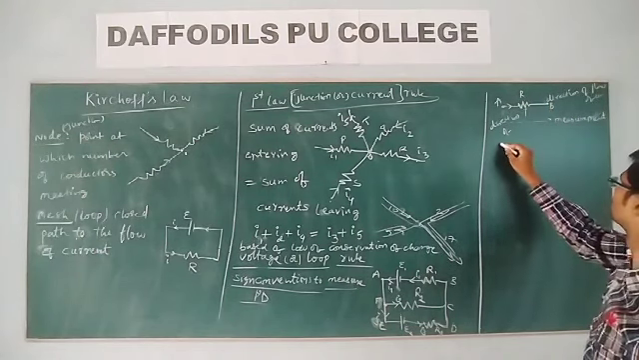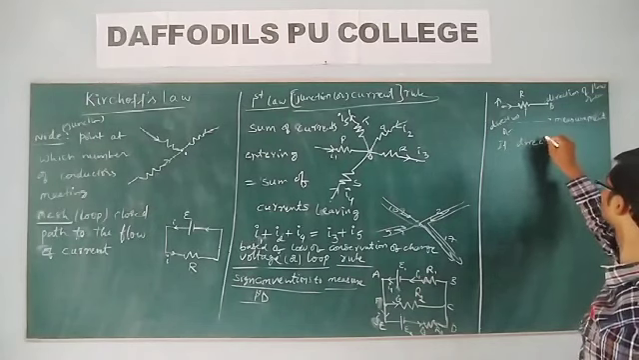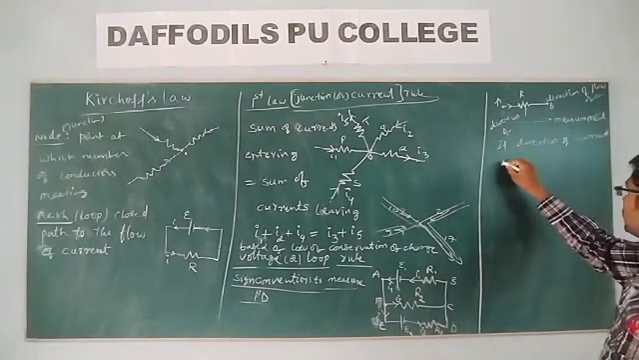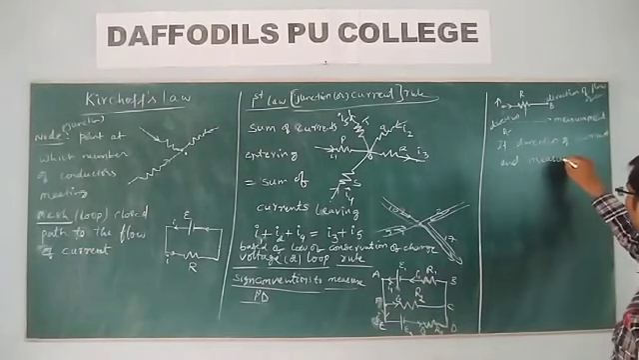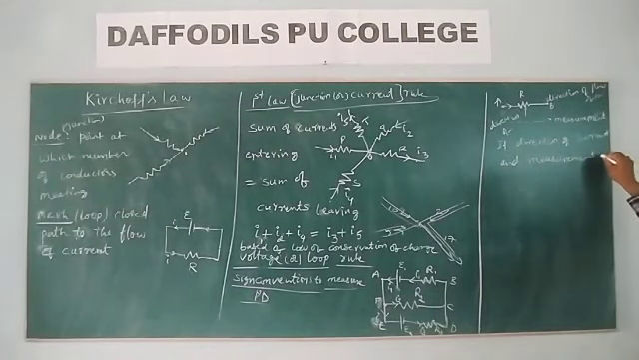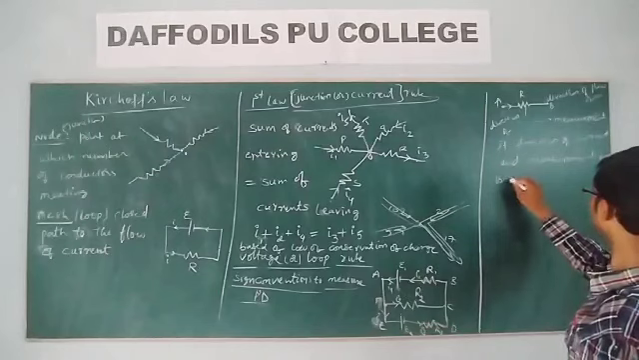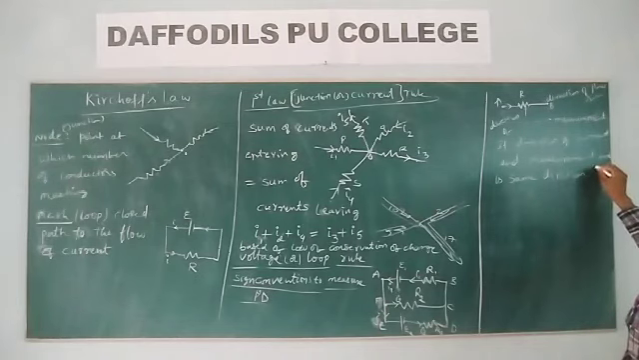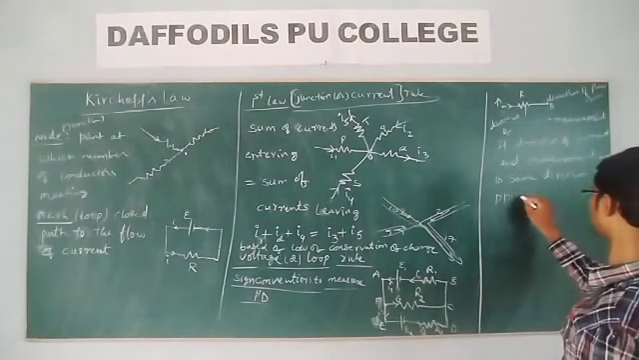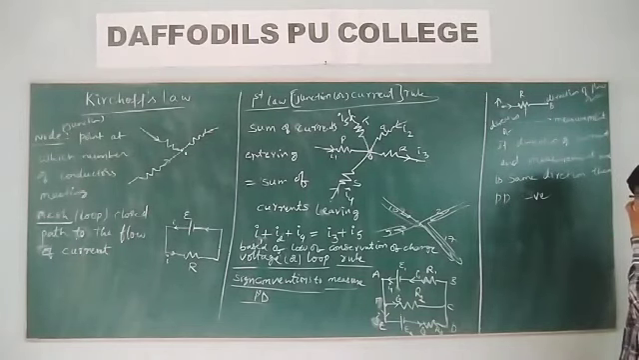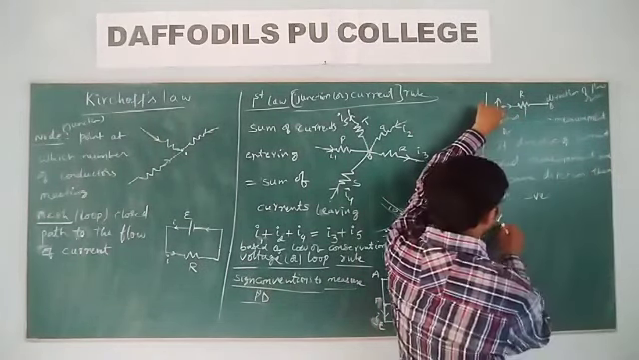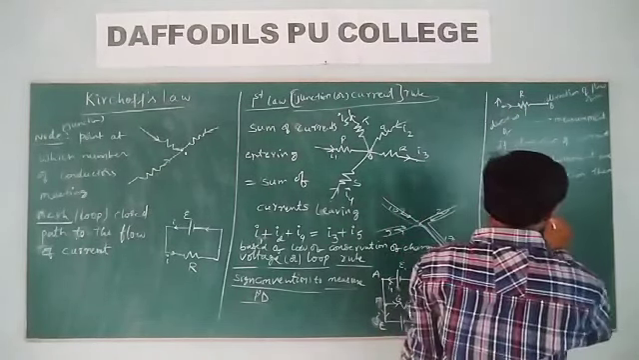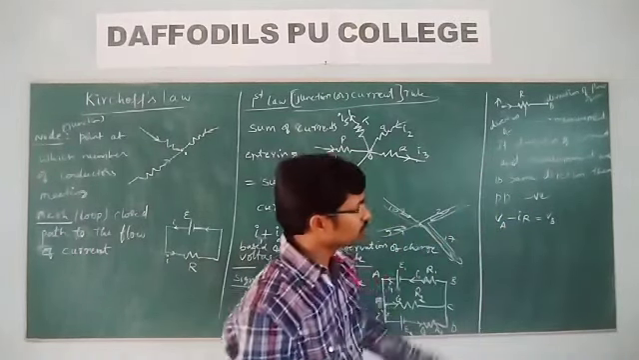If the direction of current and direction of measurement are in the same direction, then the potential difference is taken as negative: VA minus IR, because we are measuring in the direction of the current. So VA minus VB is equal to IR.